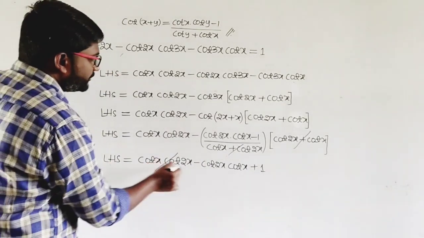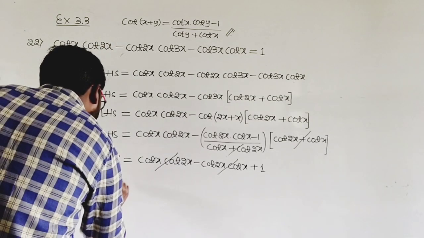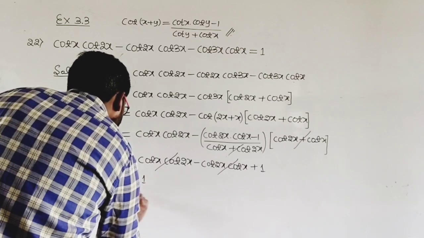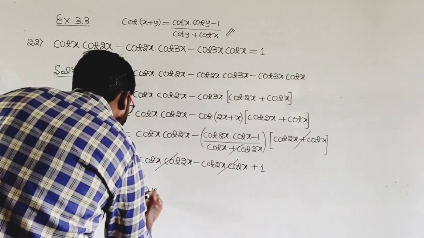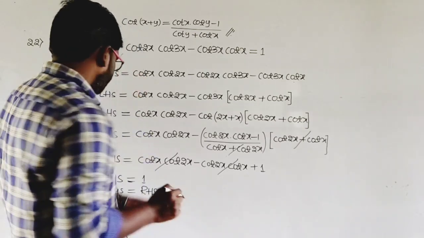So again these two get cancelled, we have 1. So that is the required RHS. LHS is equal to 1 now, which is the required RHS. With this we have completed the 22nd problem.